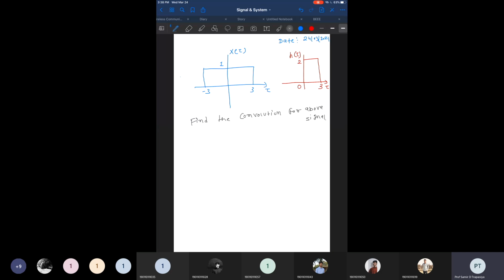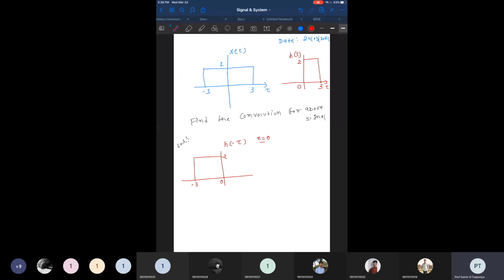So what we will do first is rotate the signal h of tau. After rotating, this signal is rotated with respect to the y-axis, and we have amplitude 2. This signal is h of minus tau, where no shifting is applied, so we are considering n equal to 0. And this point is -3. The earlier amplitude at the point 3 is now shifted to -3. So this is the rotated version of h of tau, known as h of minus tau.